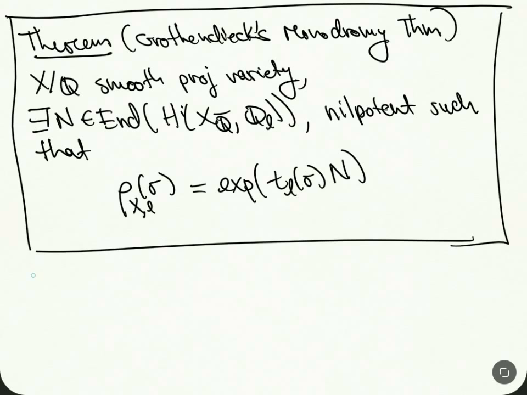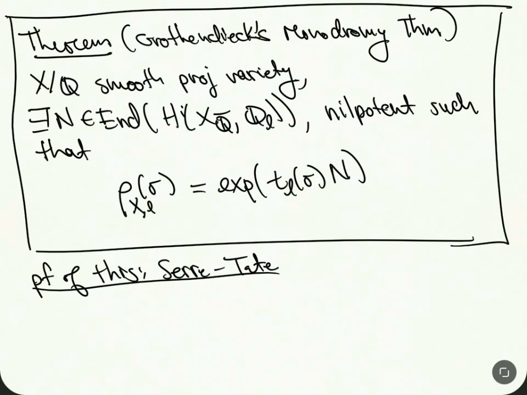A proof of this, I guess for open subgroups of the Galois group, can be found in Serre-Tate on ordinary abelian varieties, where they do this Tate twisting and things like this. I'm not going to do this in this video. So we have Grothendieck's monodromy theorem, and it tells us about the structure of these ℓ-adic representations associated to ℓ-adic cohomology.